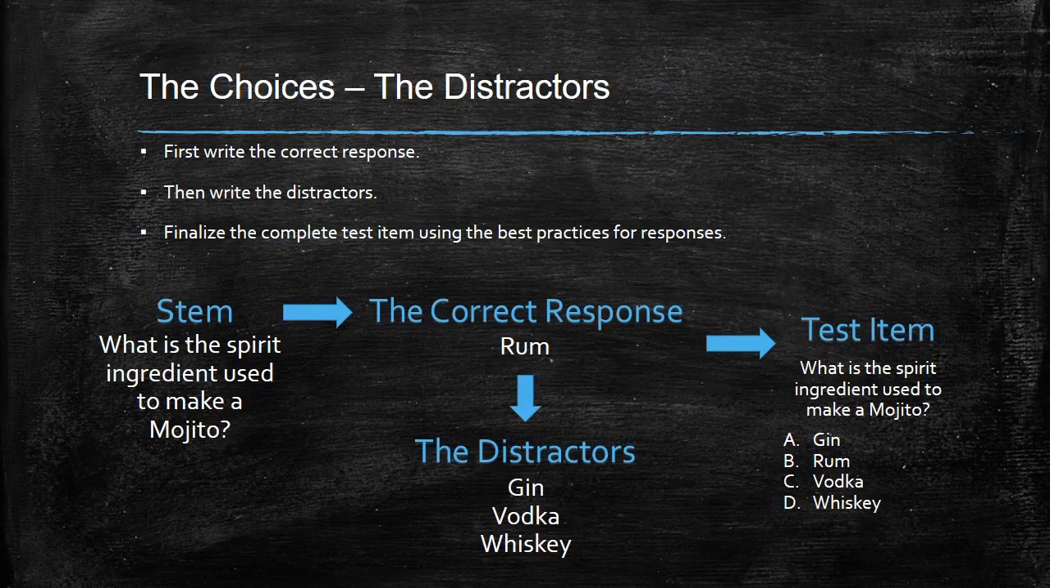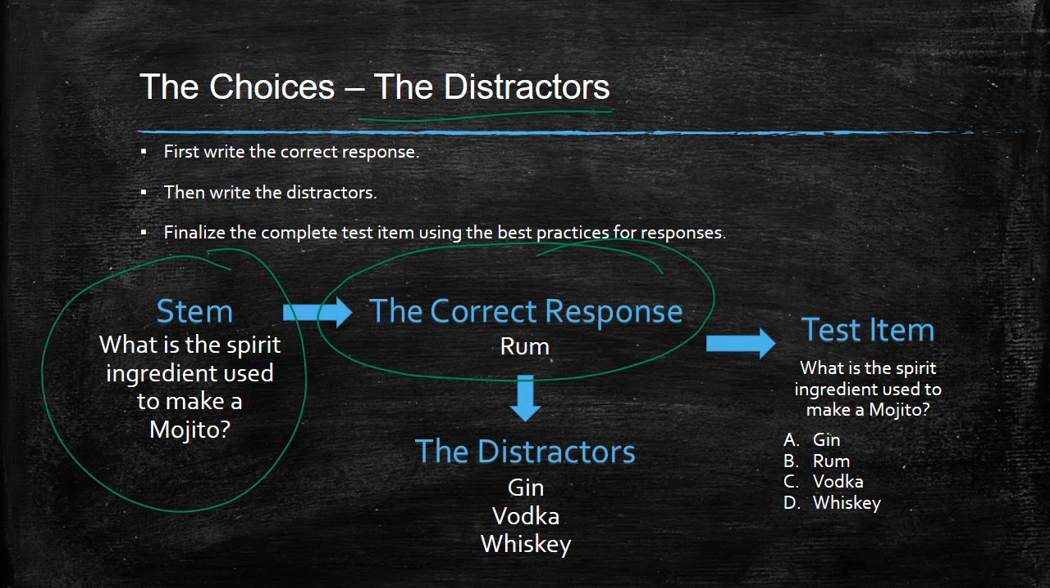Now that we've seen the stem, let's look at the choices, the correct response, and the distractors. We have a stem: what is the spirit ingredient used to make a mojito? We first have to write down the correct response. The correct response to this particular question is rum. Now that we know the correct response, we can construct the distractors around that.